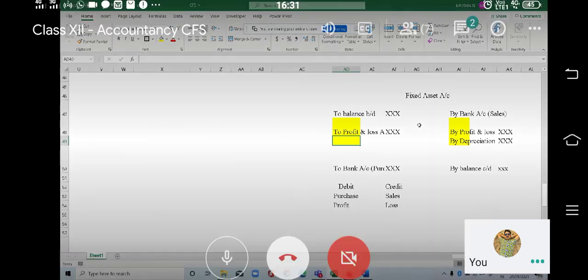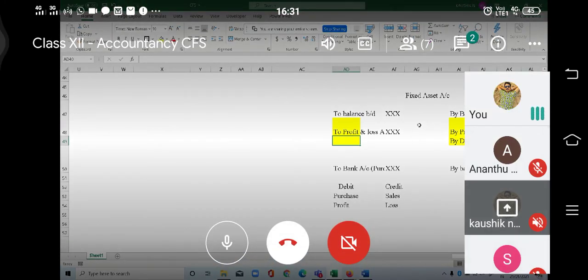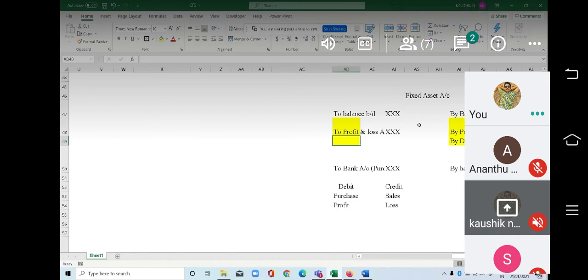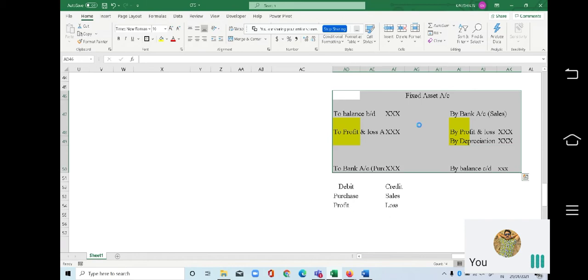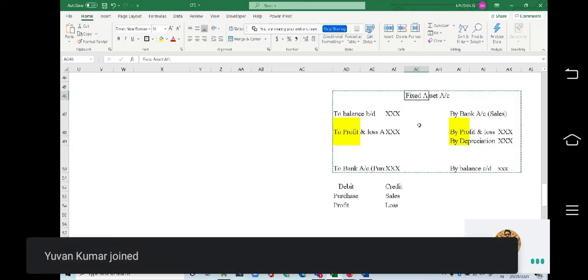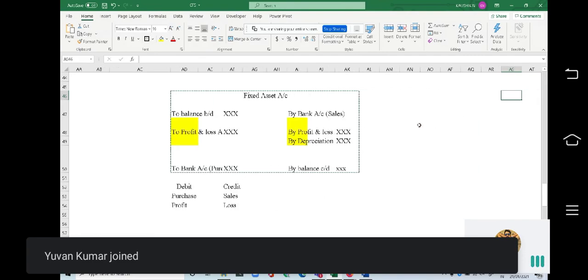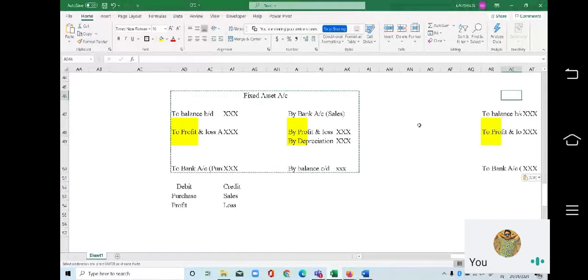Students, yes. The next one is preparation of the investment account. It is also the same as this, but the only thing is you will not have depreciation. I repeat it. Okay, I'm just copying the same format for the investment. Just let me make it up here.